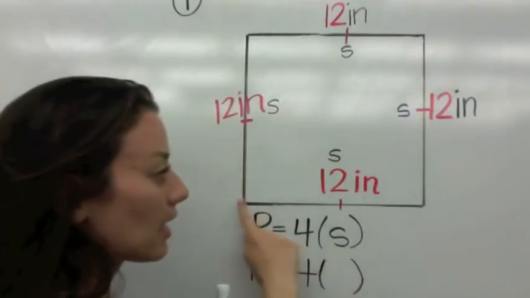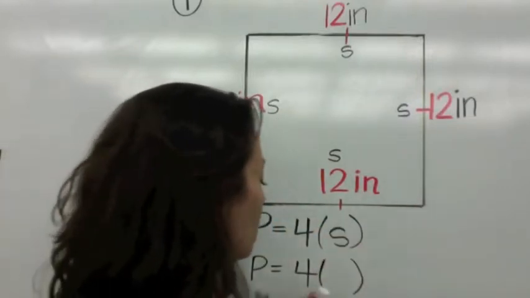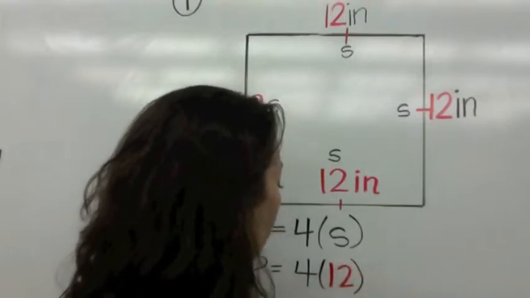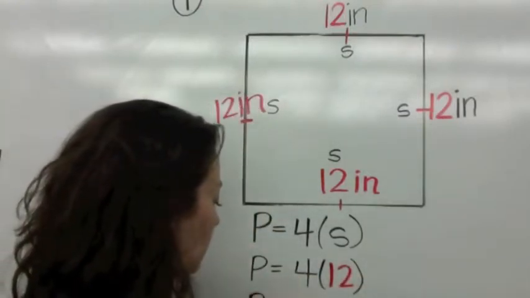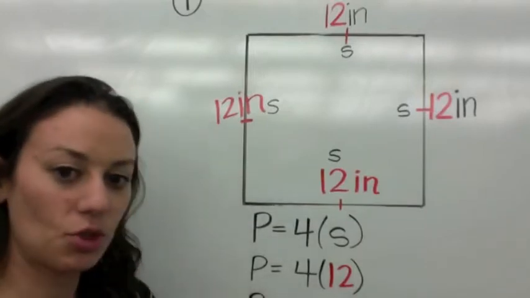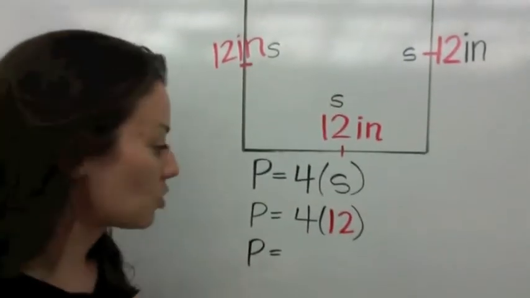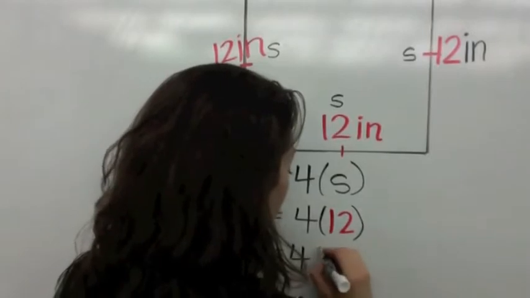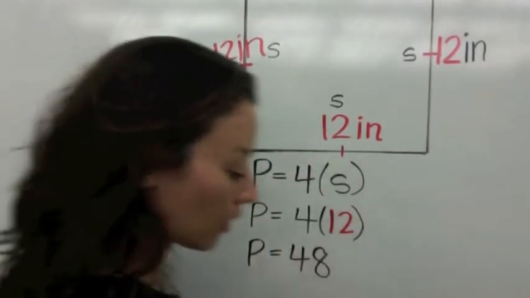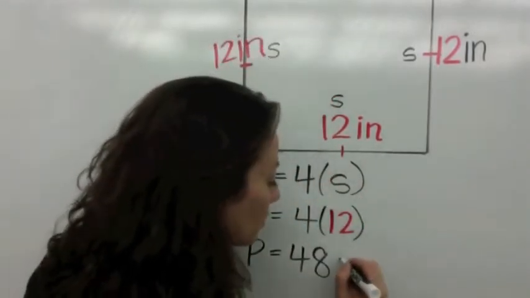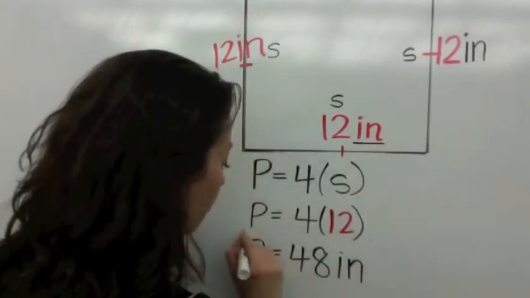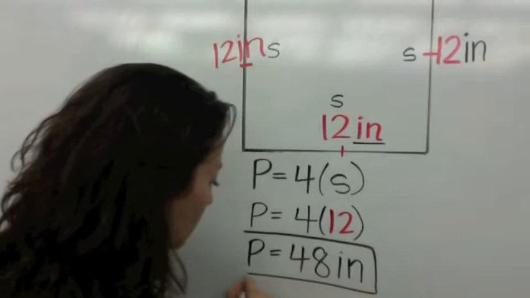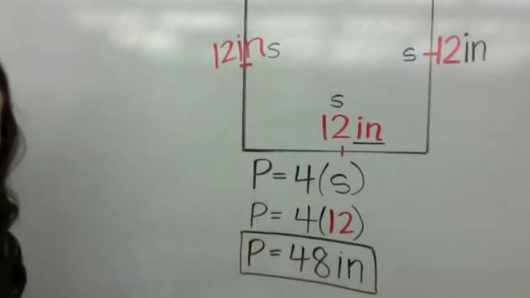What's the side length again? It is 12. So what is 4 times 12? Let's go. What is 4 times 12? 4 times 12 is 48. But we can't just say 48 because we're measuring, right? So it's 48 inches. Make sure you have your unit of measurement. All right, go ahead and get that down.